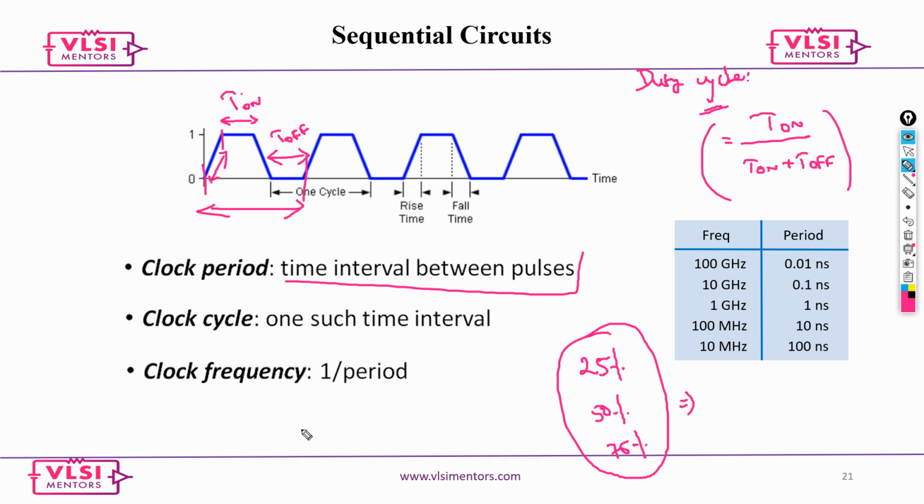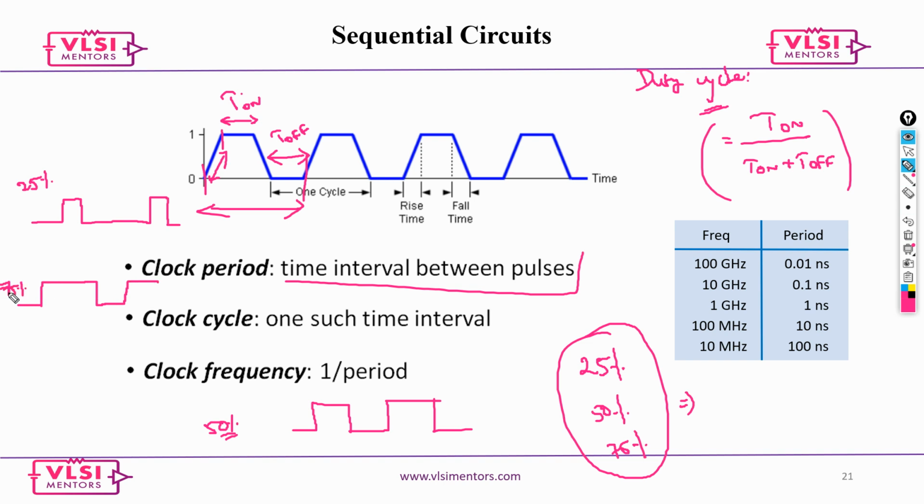Now let's say you have equal T on and T off. This is a 50% duty cycle. Now there is another one: you will have a pulse like this, and the next pulse like this. So this is 25%. Now you may have a pulse like this, which is going to be 75%. On what basis do you decide which pulse you want? Try doing some homework. You will get to know.